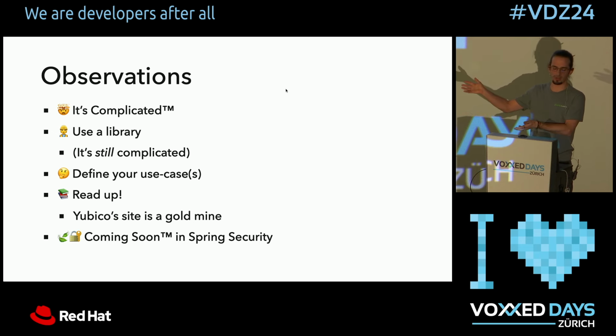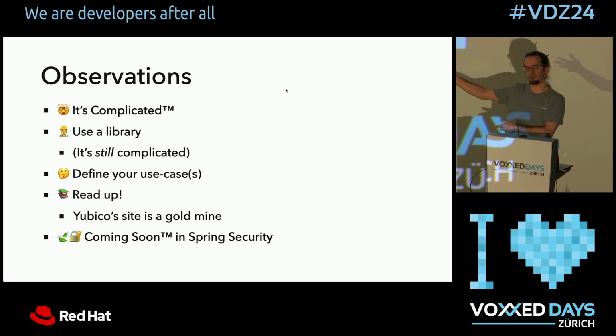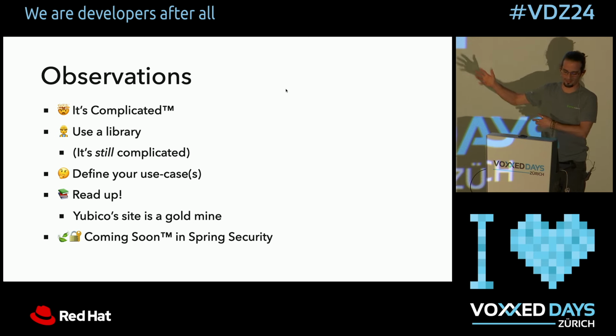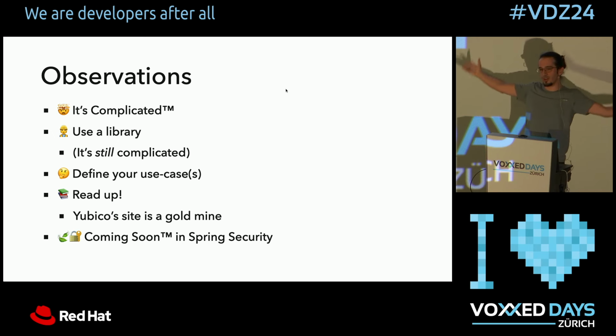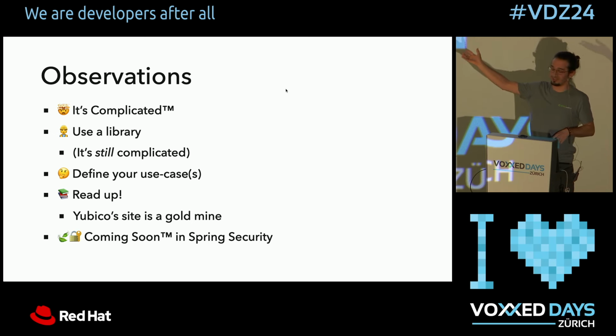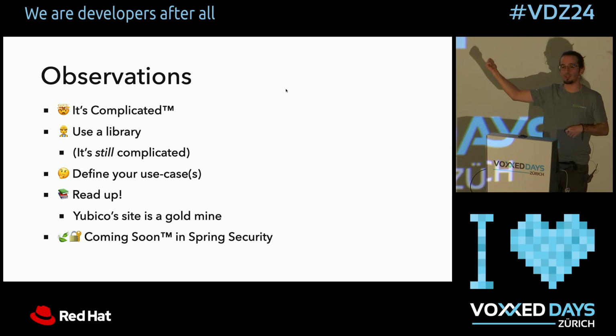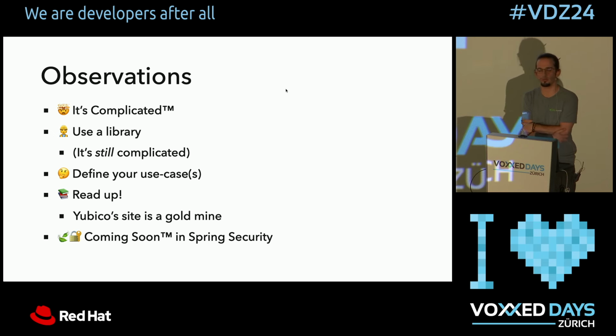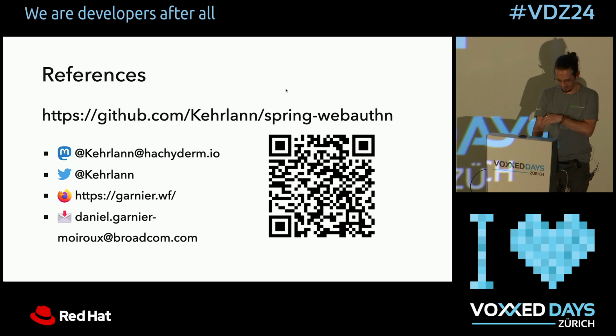So use a library. Even with a library, it's complicated, as you've seen. So really define the use cases you want and cover those only, because the spec is very wide. It covers many things. What you want is only some smaller use cases, and then read up on it, because as I told you, even with the library, it's very complicated. So the Yubikey website, great for that. And this is coming soon in Spring Security, so there will be support for this, maybe in 6.3, maybe in 6.4. I can't really tell you, but in the next 6 months, we'll have at least initial support for that.